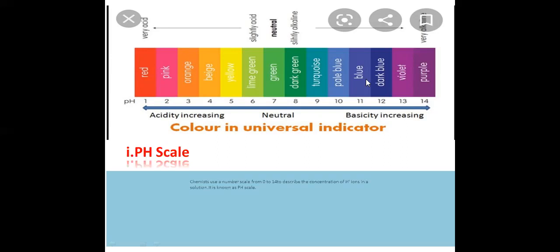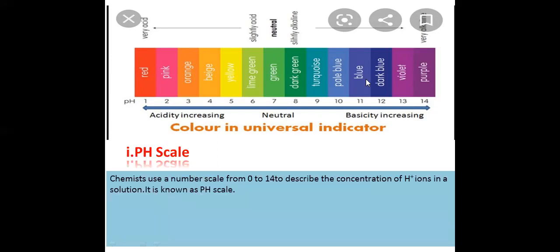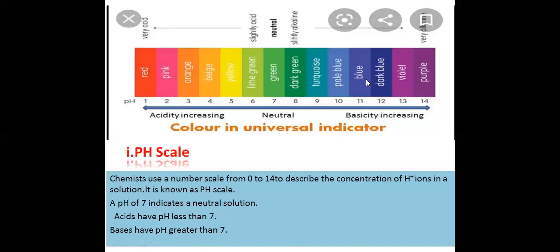pH scale, as I told you, chemists use a number scale from 0 to 14 to describe the concentration of hydrogen ion in a solution. It is known as the pH scale. pH 7 indicates a neutral solution, pH less than 7 an acidic solution, and pH greater than 7 a basic solution.